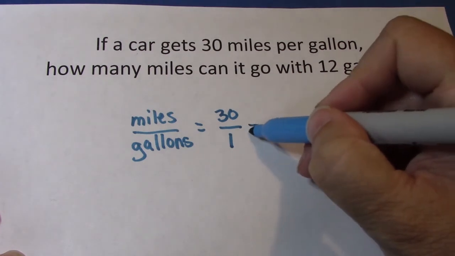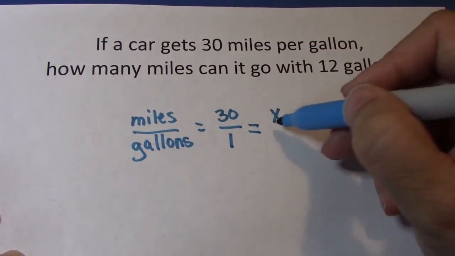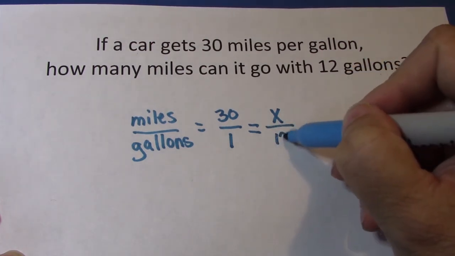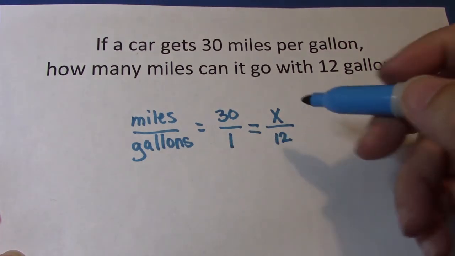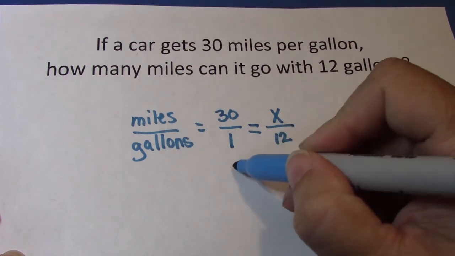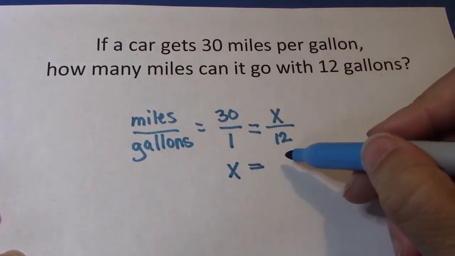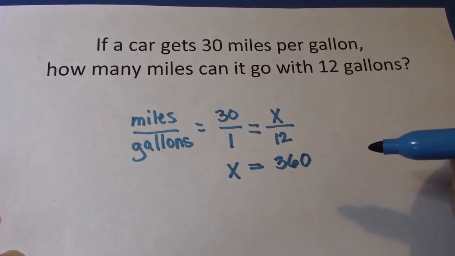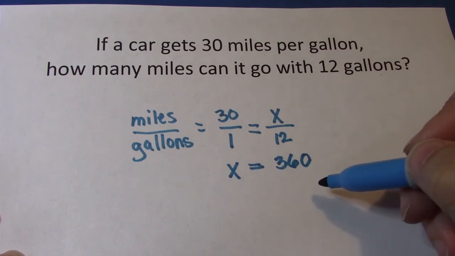And we want to know how many miles, so I'm keeping miles in the top, and I'll call that x, how many miles, with 12 gallons. Again, 12 is in the bottom because it refers to the gallons. Now we cross multiply. x times 1 is x, and 30 times 12 is 360. So if we have 12 gallons with this car, we can go 360 miles.